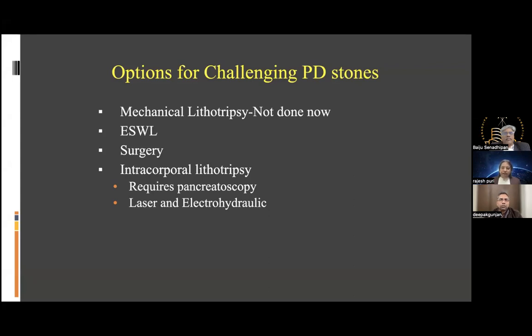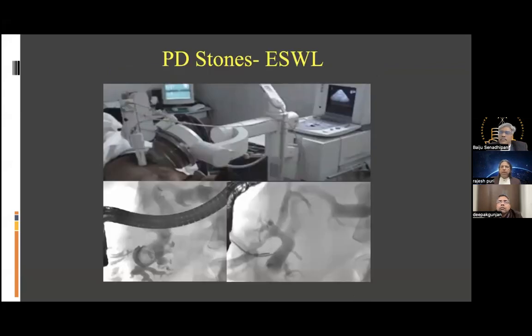I think the role of pancreatoscopy is very minimal. I'm not going to discuss it in detail because pancreatoscopy is limited to a small subgroup of patients where the pancreatic duct is dilated and the stone is in the head or proximal body. Otherwise, taking the pancreatoscope in and doing lithotripsy is not a fascinating idea. Yes, a few case reports and case series are available, but in my practice, I generally don't use pancreatoscopy. I prefer to do ESWL or opt for surgical intervention.